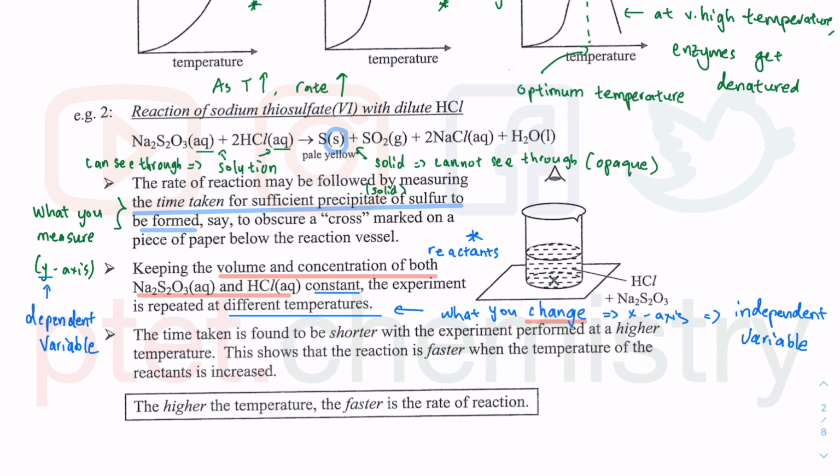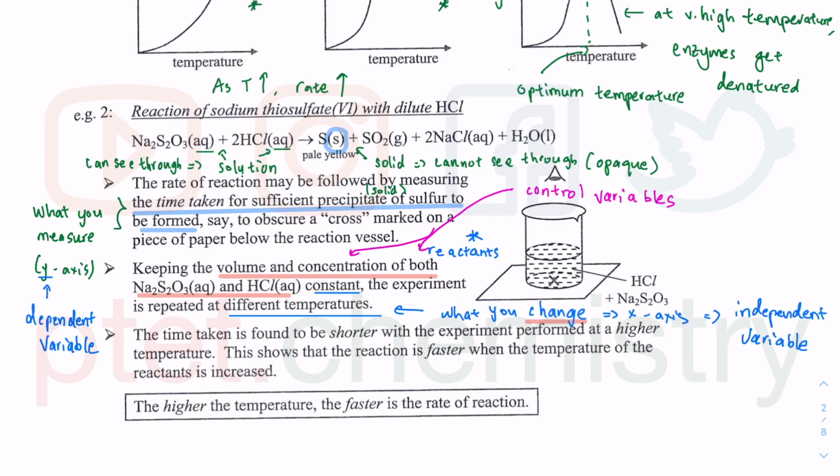These things are kept constant. The things that you keep constant in this kind of experiment are called control variables. Control variables are the variables that could affect your rate of reaction, that could affect what you're trying to measure. That's why we don't change them, because we are not interested in changing this. We are interested in changing temperature for this particular experiment.